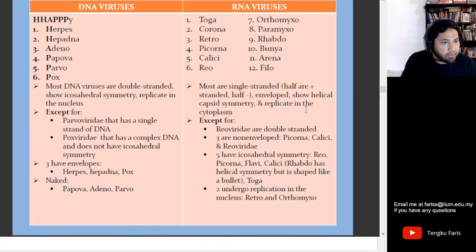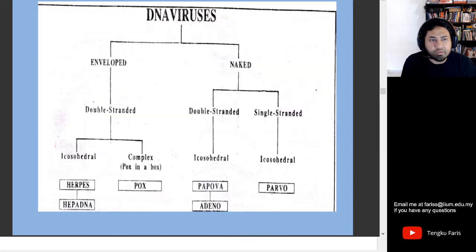Alright, we also have exceptions here, like the Reoviridae. They are not single-stranded, they are double-stranded. Three of the RNA viruses are non-enveloped. These include Picorna, Calici, and the Reoviridae group. We have icosahedral symmetry in Reo, Picorna, Flavi, Calici, Rhabdo, and Toga. They are not helical structure. We have lots of exceptions here. Two undergo replication in the nucleus. This includes the retro and orthomyxo.